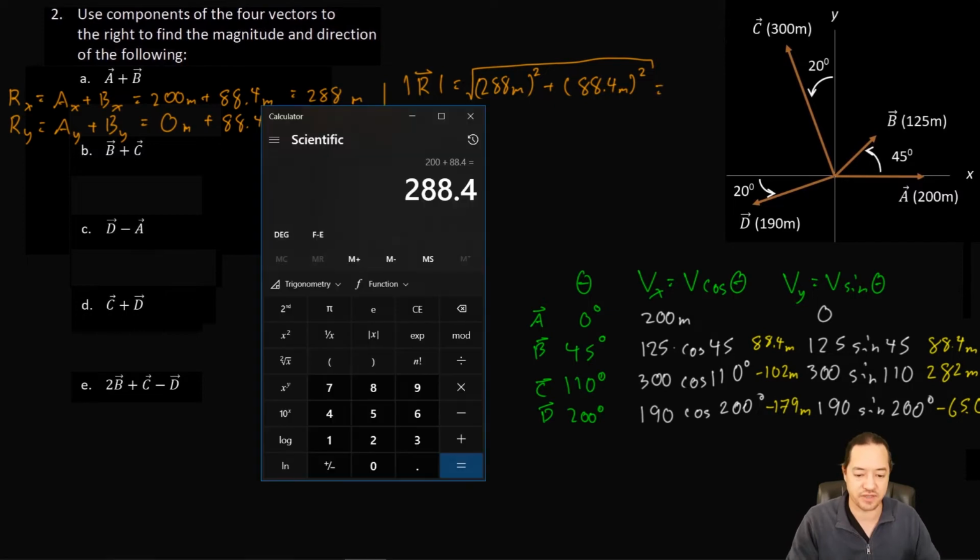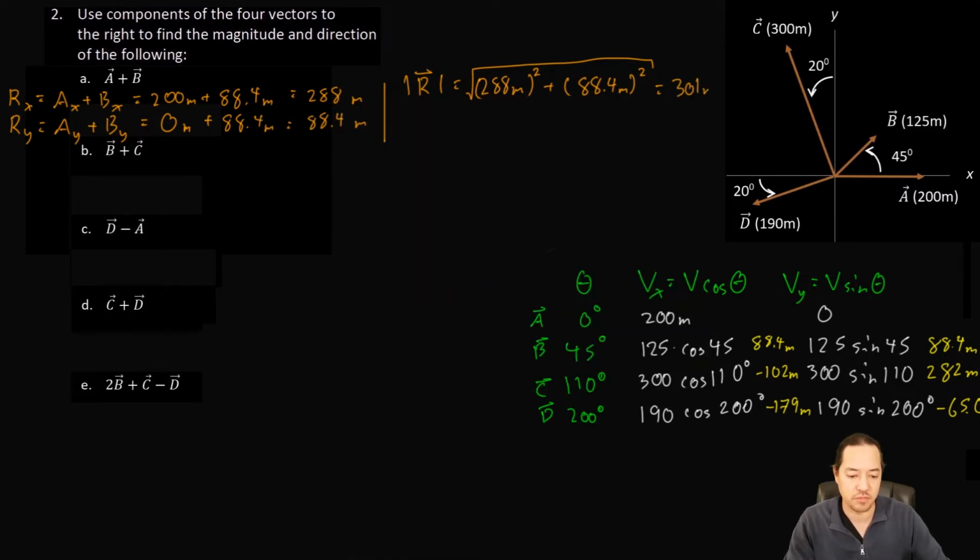So let's do this calculation real fast. So we got 88.4. We square that. Okay, let's save that in our memory. And then we also have 288, and we square that, and we add that together. So our total is here, and then we're going to take the square root, and we get 301 meters. And this is our final magnitude for the resultant vector, 301 meters, when adding vector A with vector B. Okay, good. So we got the magnitude, and now we need the direction. Well, we're going to be finding the direction the same way we did in question 1.